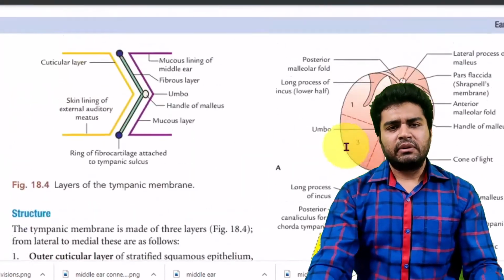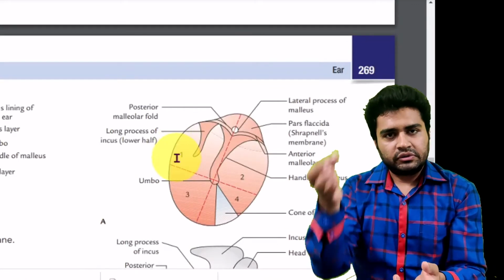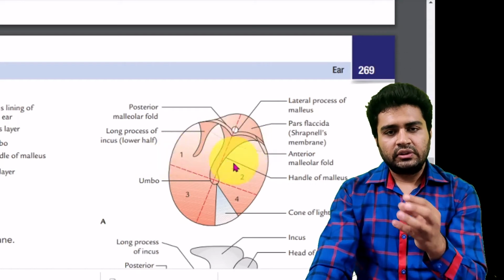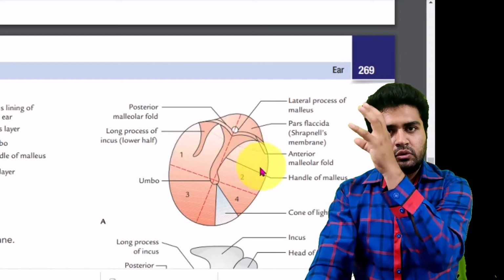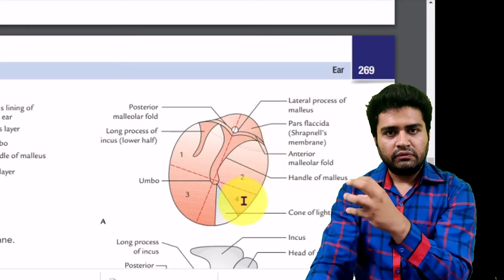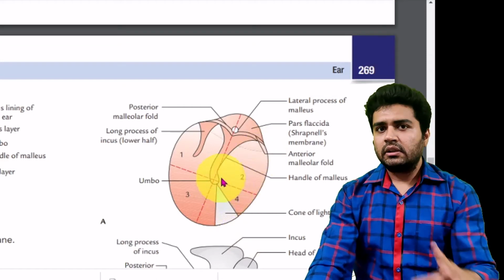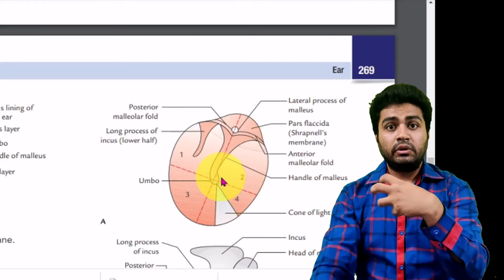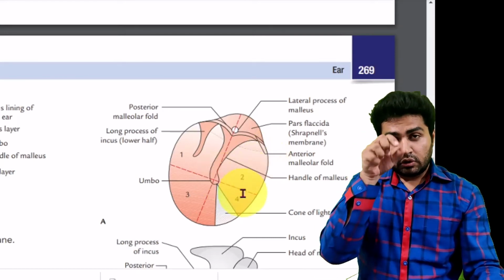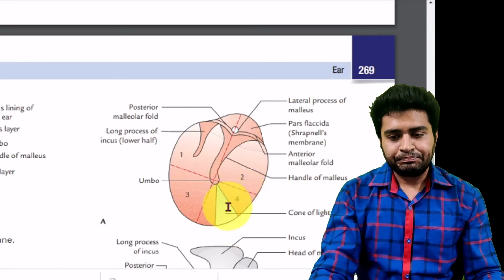Now, how is the tympanic membrane divided? The tympanic membrane is divided into four quadrants. How? Just draw one vertical line and one horizontal line. So you can see here there are two anterior quadrants and two posterior quadrants: anterior superior, anterior inferior, posterior superior, and posterior inferior. And the cone of light, when we force the light onto it, because of the presence of air in the middle ear, is visible in the anteroinferior quadrant.